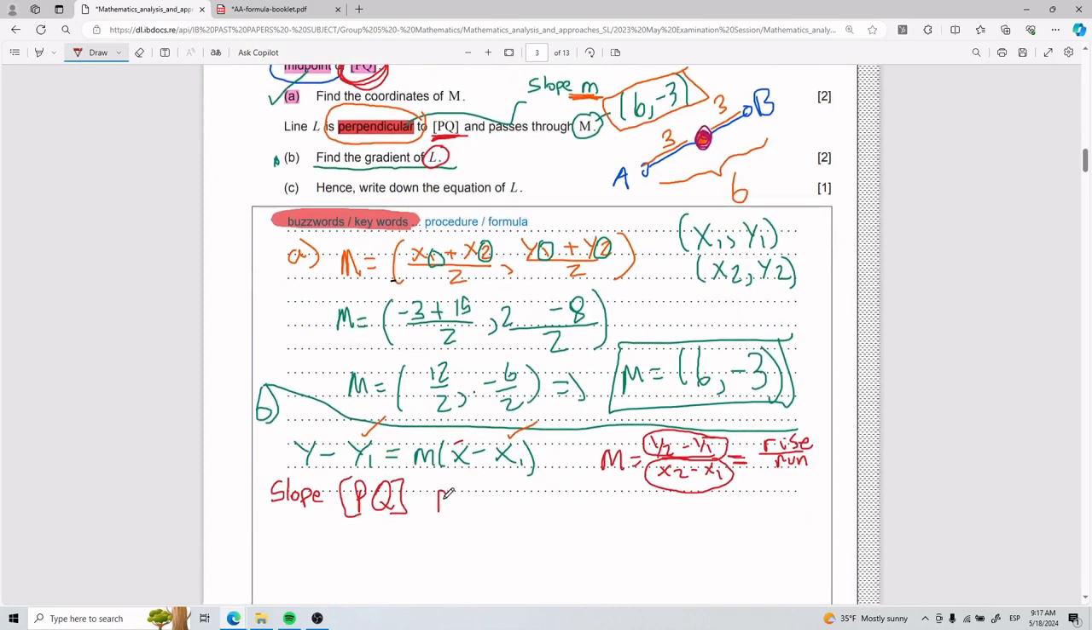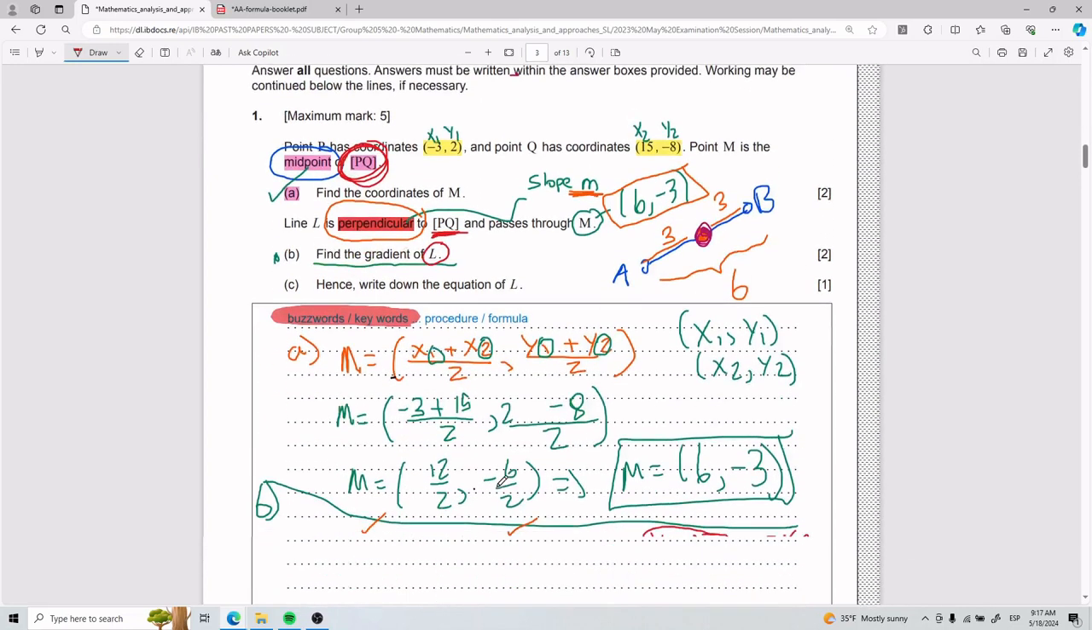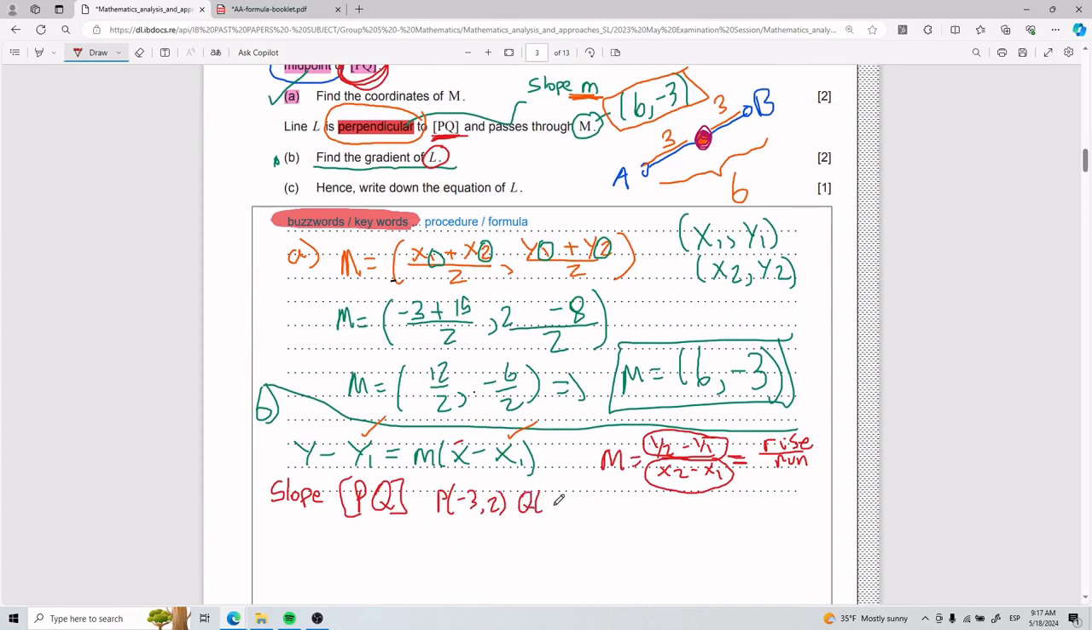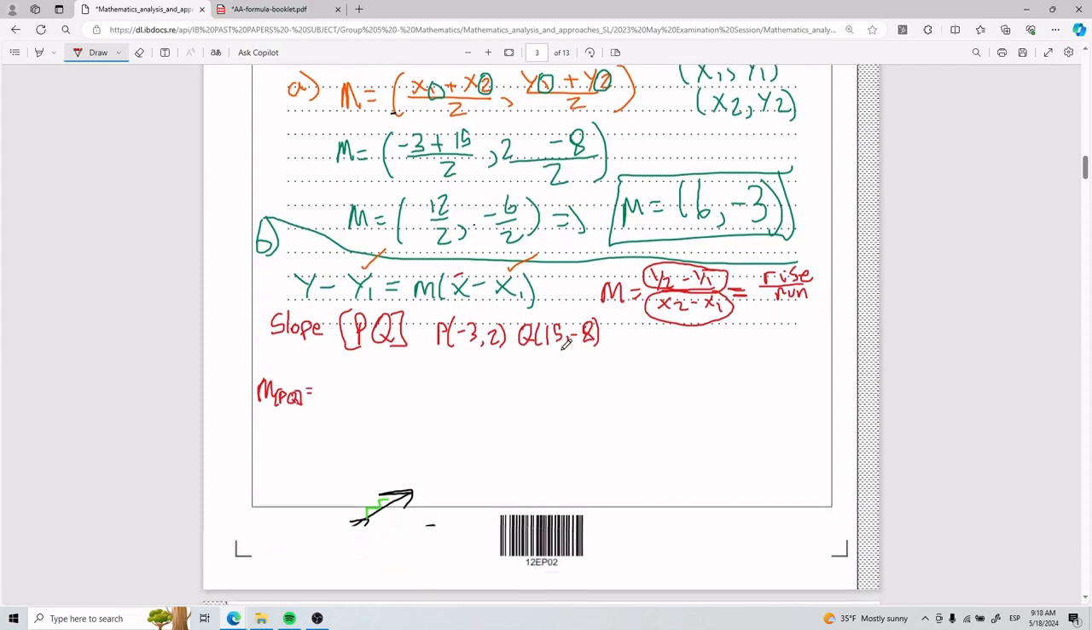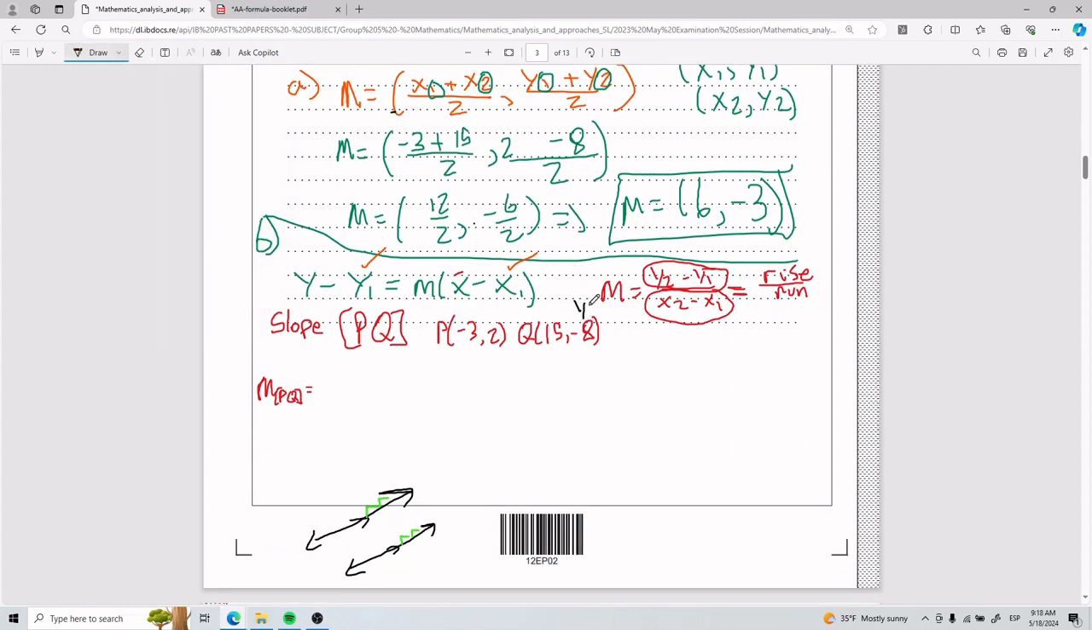Anyways, so the slope PQ, well, you have 2 points, right? You have the point P, which is (-3, 2), and you have the point Q, which is (15, -8). If you use the gradient formula for the slope, just to be more organized, your m of PQ is going to be y2, which is this guy here. So this is y2, this is x2, this is x1, this is y1. This is going to be y2, which is -8, minus y1, which is 2, divided by x2, which is 15, minus x1, which is -3.